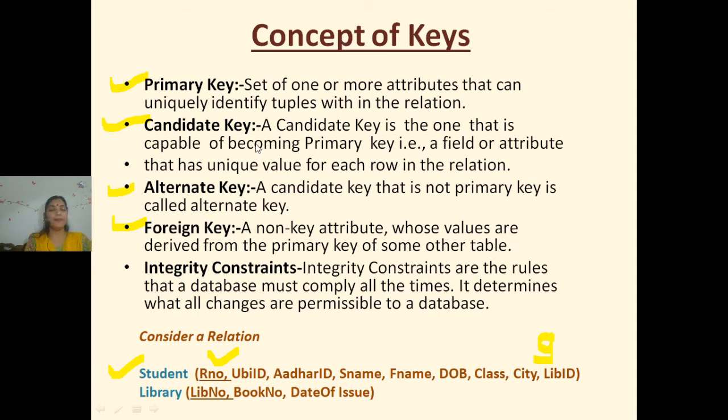Now alternate key. When I choose one key out of the candidate keys as the primary key, the other keys become alternate keys. Correct. In class, because importance of roll number is more as compared to UBI ID or Aadhaar ID, this roll number is the primary key. UBI ID, Aadhaar ID are the alternate keys. Roll number, UBI ID and Aadhaar ID all together, they are candidate keys.